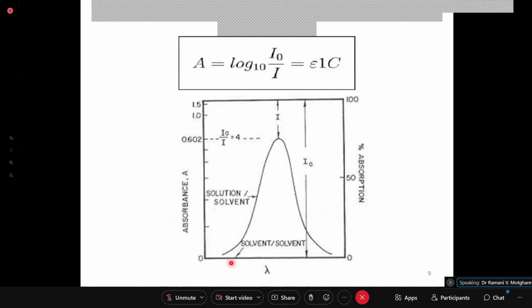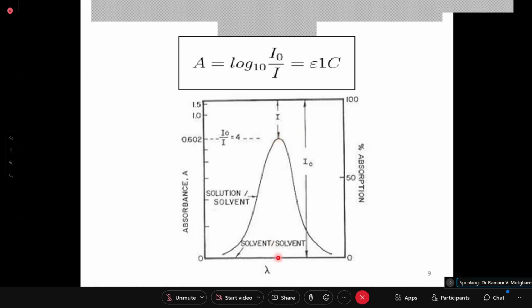So mostly in visible region it is recorded from 400 to 800 nanometers. So when you record, say, keeping the instrument at 400, 420, 440, 460, 480, 500, 520, at each wavelength you determine what is the absorbance value and then you plot them. So somewhere you get a peak. Now the peak where you are getting highest absorbance is termed as wavelength of maximum absorption. So that is denoted as lambda max.